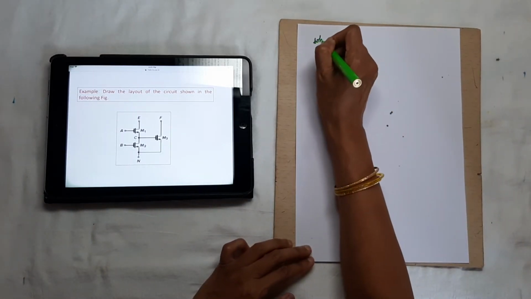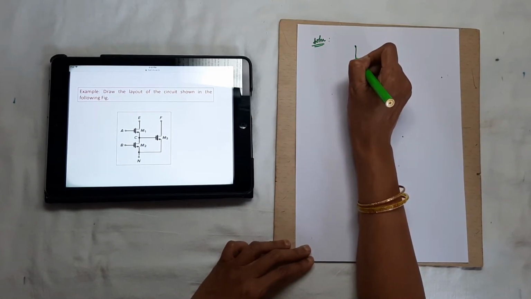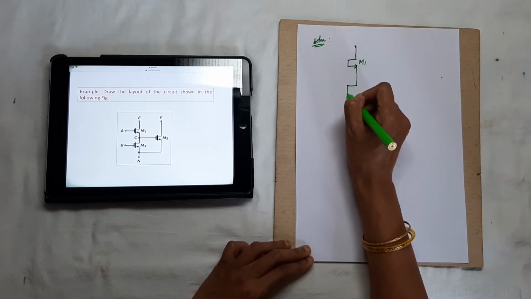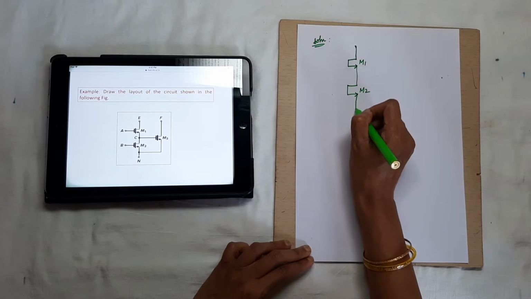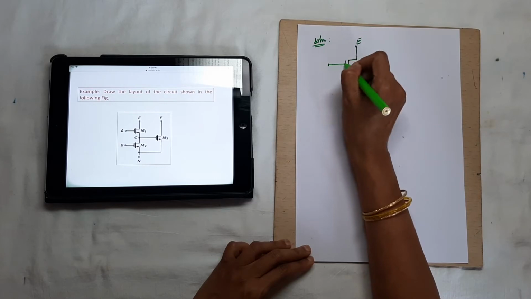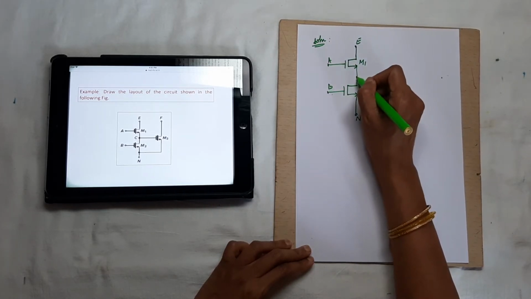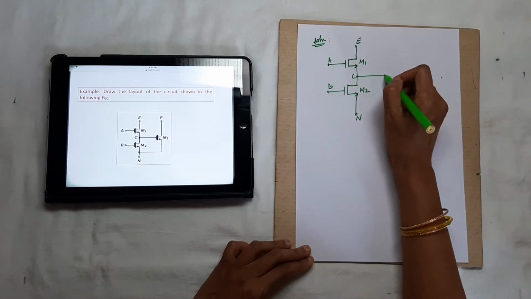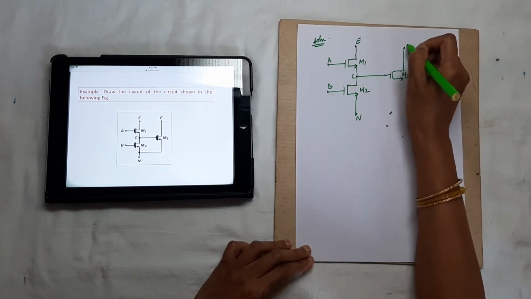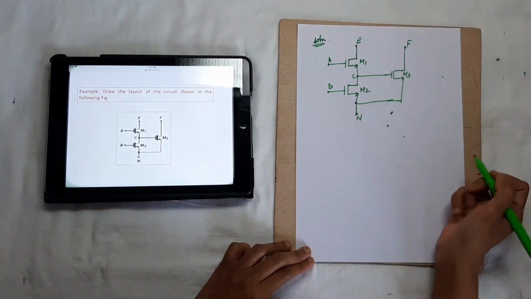The solution. Let me draw the circuit. We have M1 transistor, we have M2 transistor. This is the point N, E, A, B, C, transistor M3 and F. These two are short circuited.